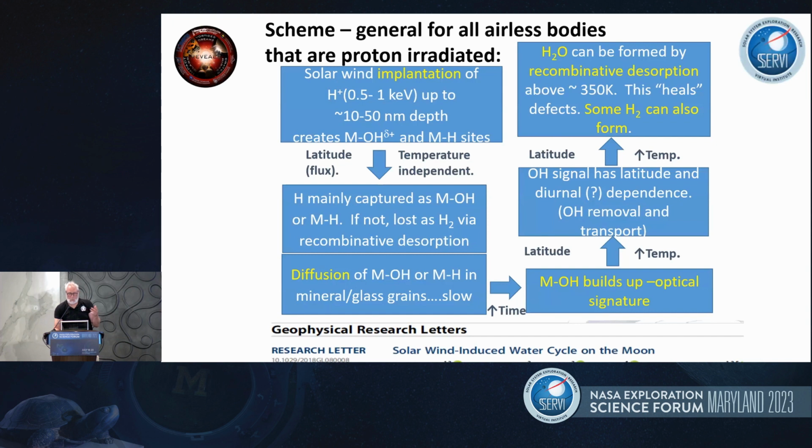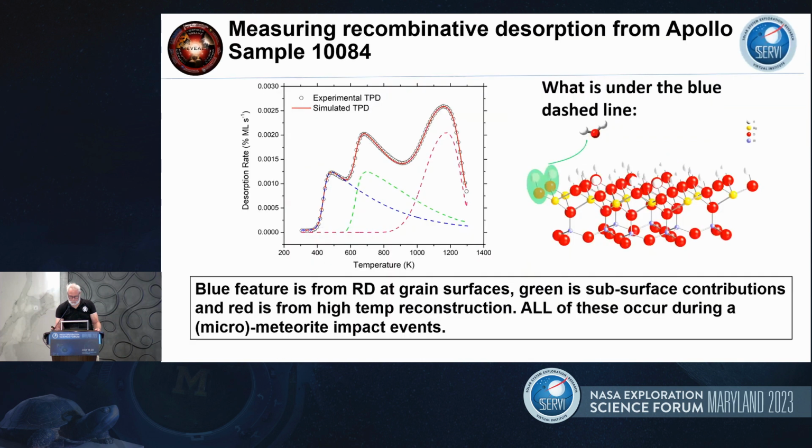And then one of the things that happens is the OH groups that you produce by solar wind implantation can meet each other and react to form water. And that water can desorb. So that's the temperature effect here. Brant Jones had a nice model on this for the solar wind cycle.